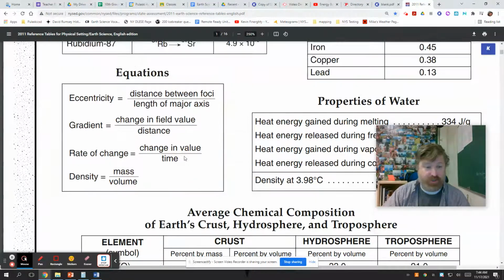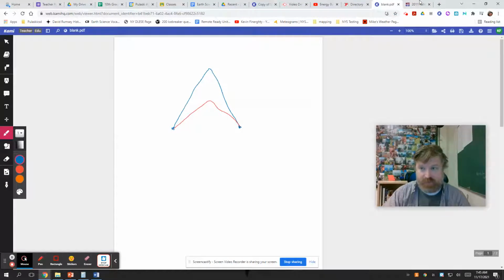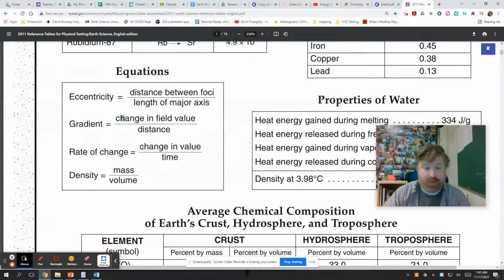Now, if we pop over to the reference tables, good old New York State reference tables, here it is right here. Rate of change is change in value divided by time. And again, it's a lot like gradients if you consider this as a slope, because it's the slope of the line of this graph. If that's complicated, don't panic about it. We can still do a rate of change, and you're very used to calculating rate of change because miles per hour is a rate of change. Speed is a rate of change. How much does your value change divided by how much does your time change?